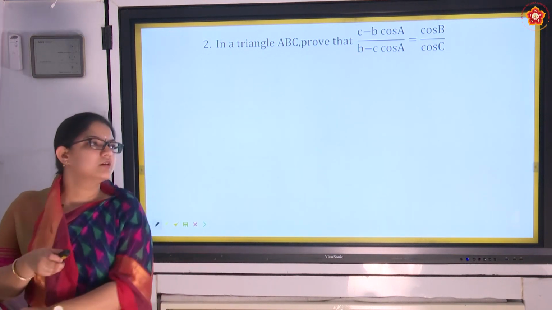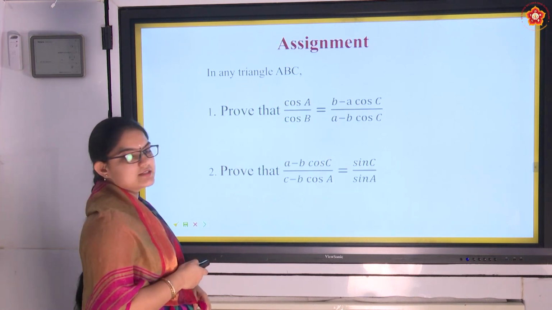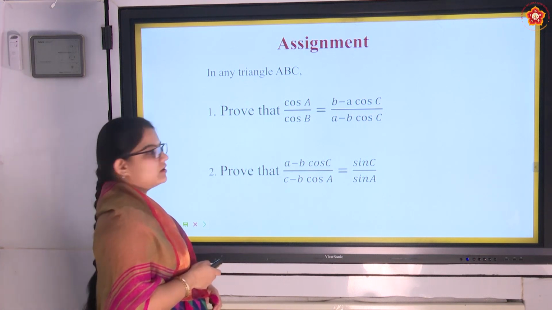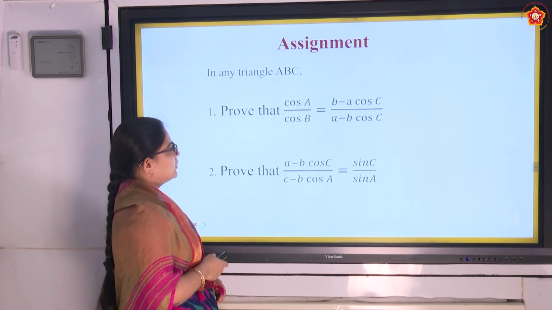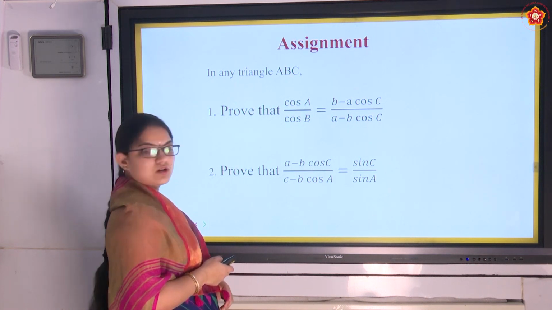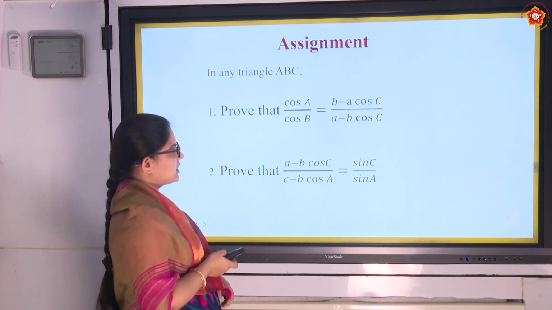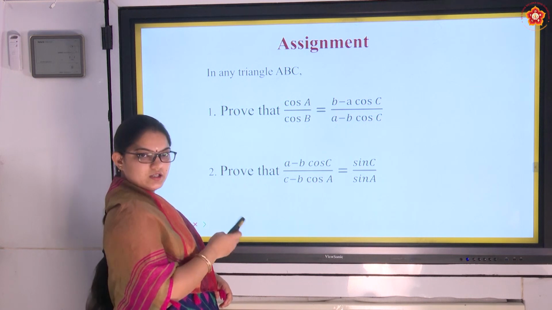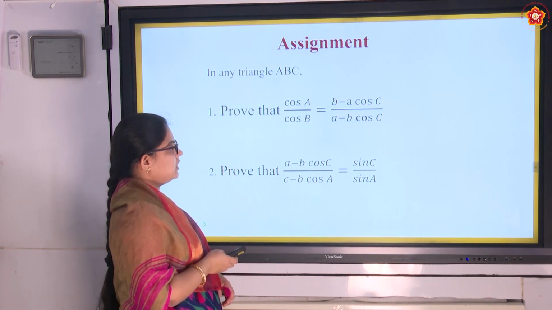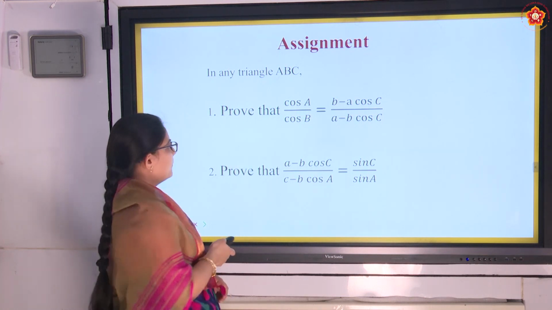So now we have come to the end of this session where we have assignment questions. With the first question, in any triangle ABC, prove that cos A by cos B is equal to (b minus a cos C) divided by (a minus b cos C). So what you have to do, you have to take the right hand side, (b minus a cos C) by (a minus b cos C). This problem is similar to the last problem. You have to substitute b and a. You have to substitute the projection formula.